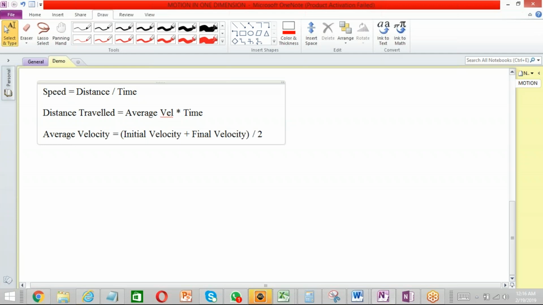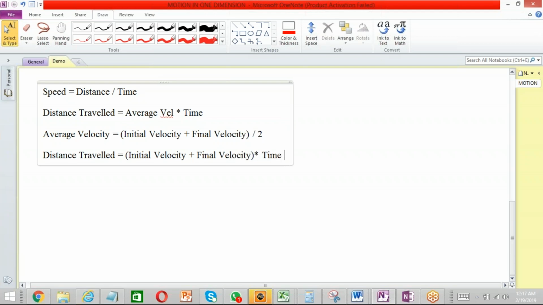So now let us put this same equation in the above equation for distance. The distance traveled is equal to the initial velocity plus final velocity, multiplied by time, and this whole is divided by 2. Let me write it in a symbolic manner that will be easier for you to understand.